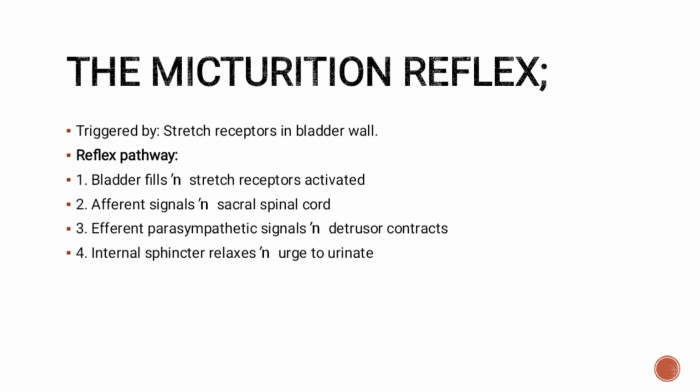Then what is the micturition reflex? As urine fills the bladder, stretch receptors in the bladder wall detect distension and send signals to the sacral spinal cord. This triggers a reflex loop that sends parasympathetic efferent impulses back to the bladder, causing the detrusor muscle to contract and the internal sphincter to relax. When this occurs, we perceive the conscious urge to void or urinate. If the timing is appropriate, voluntary relaxation of the external sphincter allows urination to proceed.